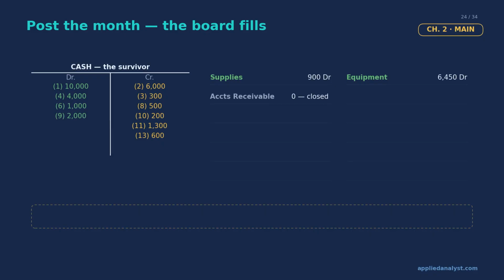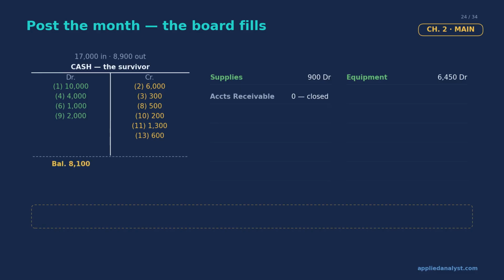This is the slide I used to put on the board and simply let the class sit with, because when it clicks, it clicks for good. Entries 3 through 13, each debit to the left of its T, each credit to the right, in journal order. Then draw the line under every page and let each T announce its balance.